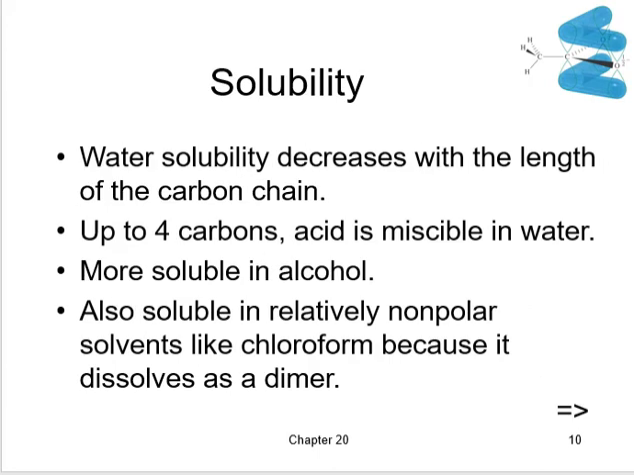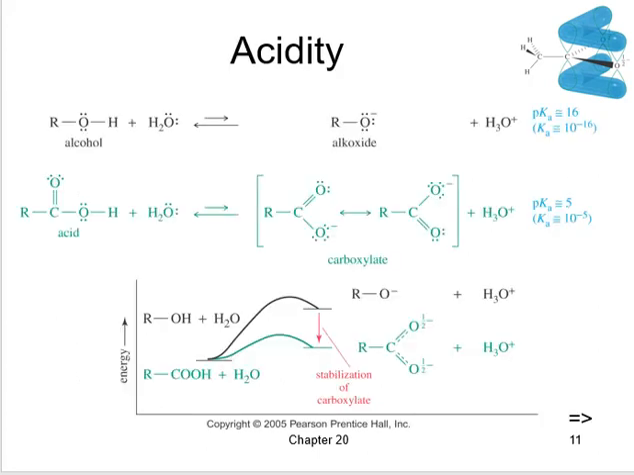So as far as the solubility is concerned, water solubility decreases with the length of the carbon chain. Up to 4 carbons, the acid is miscible in water, and more soluble in alcohol. It is also soluble in relatively non-polar solvents like chloroform because it dissolves as a dimer.